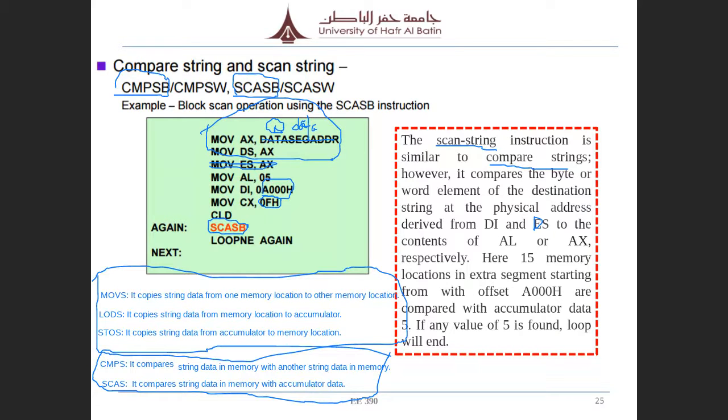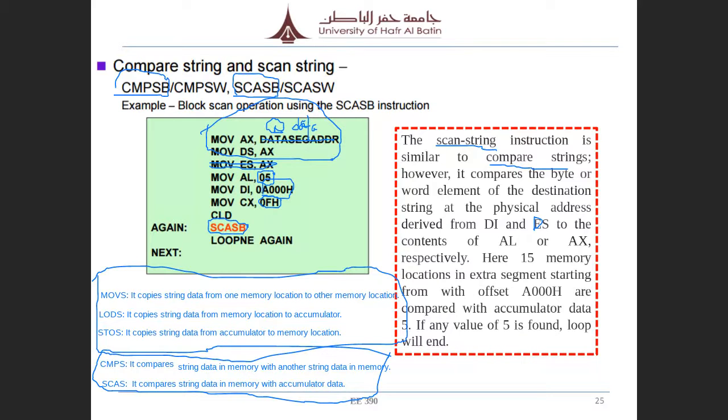All right, and CLD is for accessing data from lower memory location to higher memory location. And then scan string as a byte. What does it mean? It will compare the string data in memory with the accumulated data. The accumulator is 5. So what is the location of the string data? It can find it from the base address.